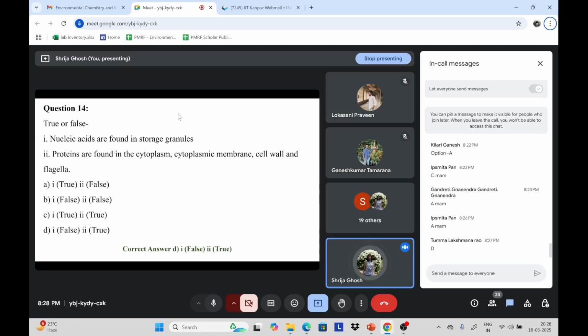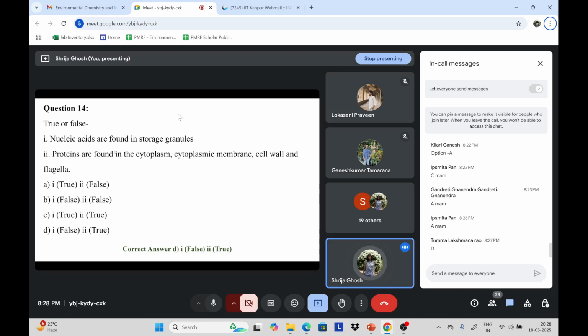So the first statement is false. Nucleic acids are not found in storage granules. Storage granules generally comprise polysaccharides and lipids. The second statement is true. Proteins are found in cytoplasm, cytoplasmic membrane, cell wall, and flagella.